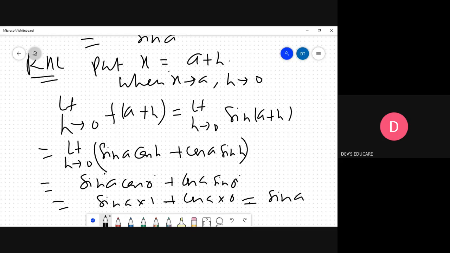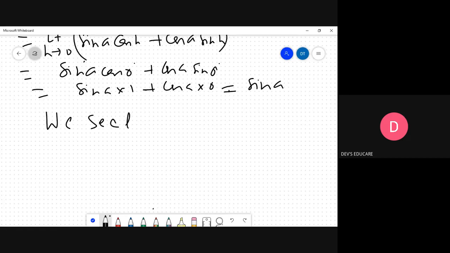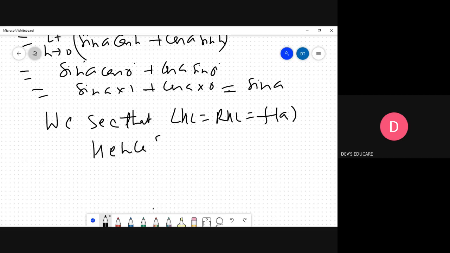And if we put x equals A, then again we get sin A. So we see that LHL equals RHL equals f(A). Hence, sin x is a continuous function.